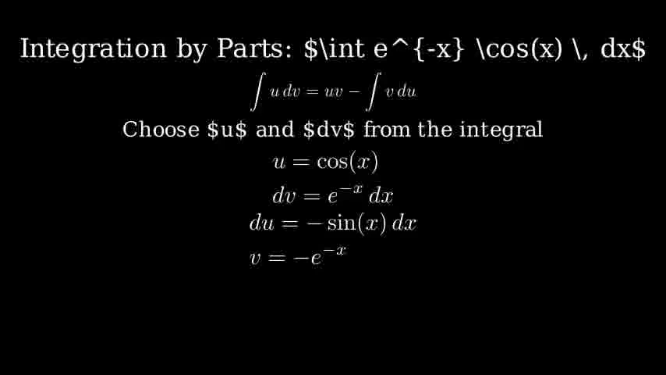So we have the integral of e to the power of negative x times cosine of x dx equals u times v minus the integral of v times du. Substituting these gives us negative e to the power of negative x times cosine of x minus the integral of negative e to the power of negative x times negative sine of x dx.